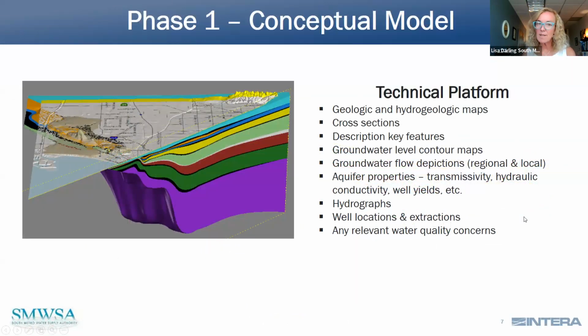So phase 1 of this project is creating this conceptual model, and it's looking at this technical platform. You can see the list of the characteristics that the model will look at. So we'll have cross sections of the aquifer, mapping of the geologic and hydrogeologic areas, the key features, contour maps, flow depictions, the aquifer properties, particularly transmissivity and hydraulic conductivity, hydrographs, the well location, again looking for interference, extraction rates, and any water quality concerns.